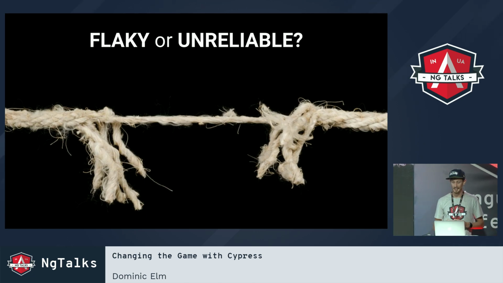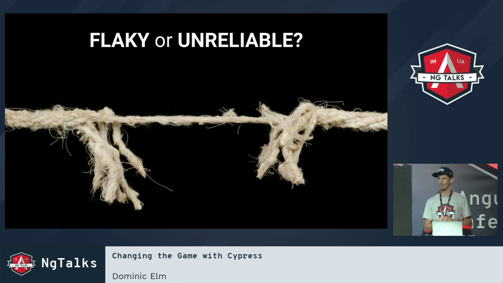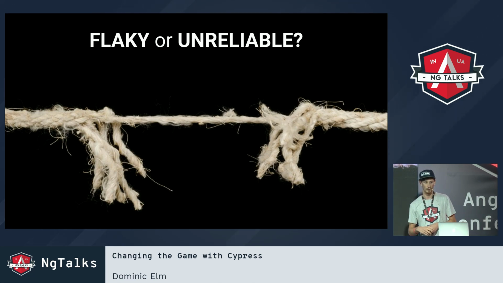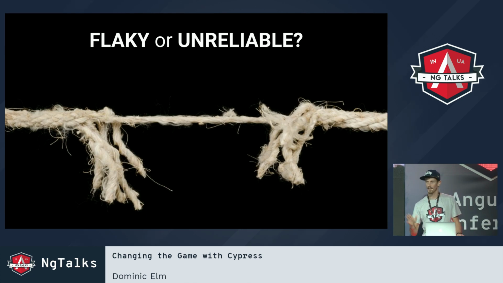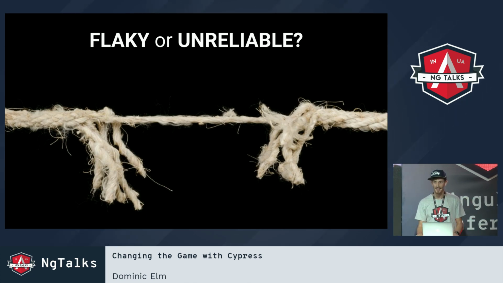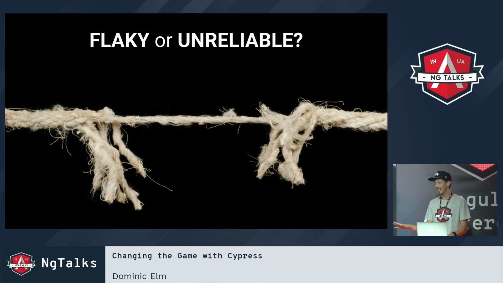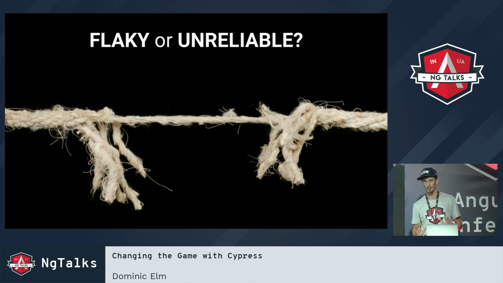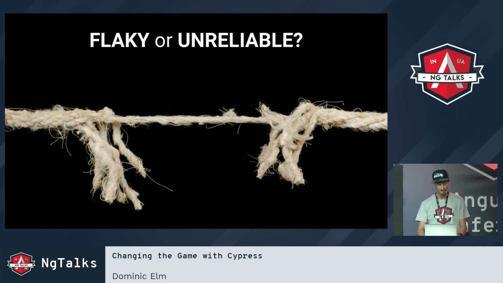Some common flaky symptoms are, well, my tests are randomly failing. The test works on my machine, but on a colleague's machine it's not working. Oh boy. Or tests work locally, but all of a sudden they don't work on CI. That's a big problem, right? And flaky tests, believe me, are the biggest nightmare to all of us, right? And there's nothing more frustrating than flaky and unreliable tests, like this rope.